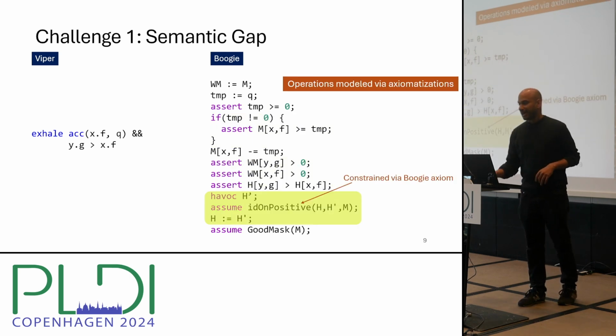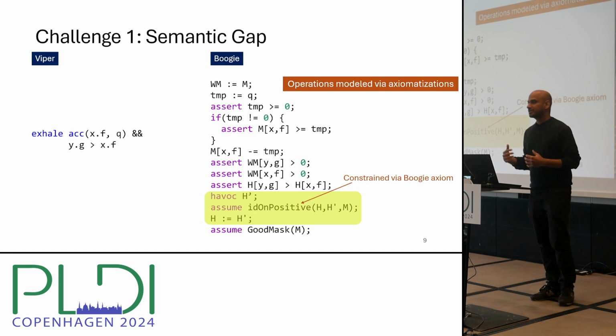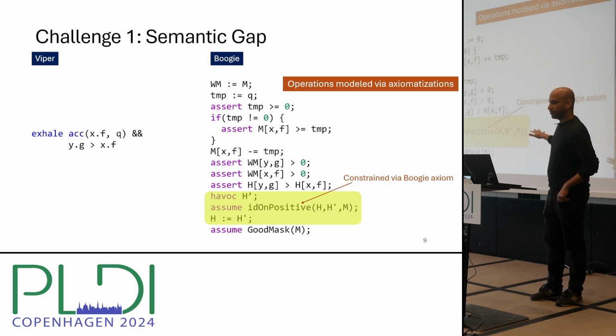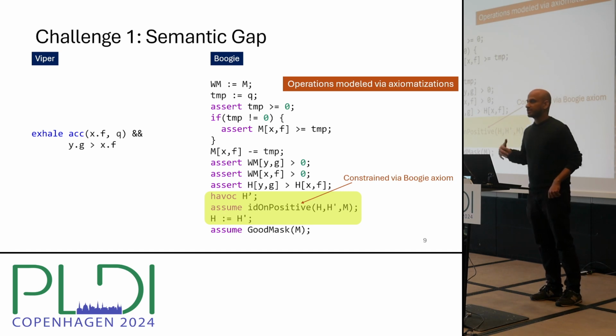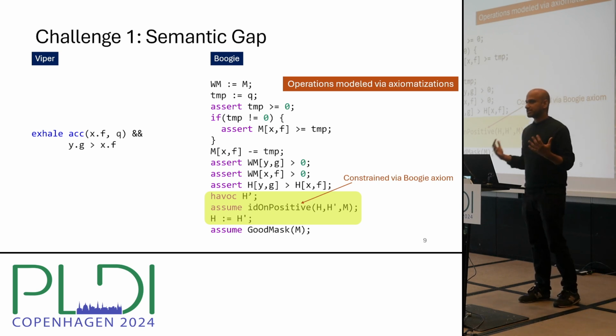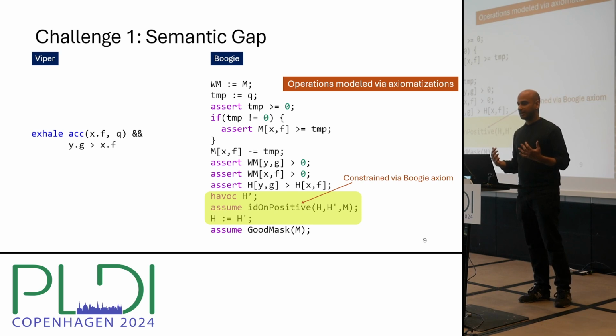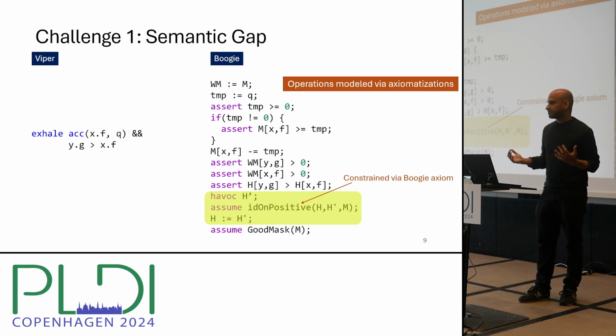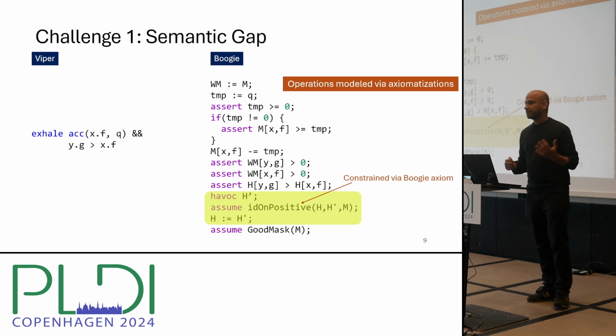Finally, in this highlighted part, you can see that the Boogie code is using axiomatization. So there's a Boogie function ID on positive. This has no body, but is constrained by a Boogie axiom, which is also part of the Boogie program. It's not shown here, but when you reason about the translation, you need to take this axiom into account. This is another example of a semantic gap because on the Viper side, there is no axiom or function.